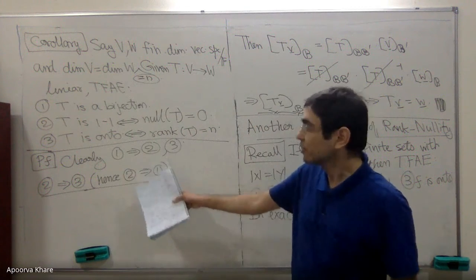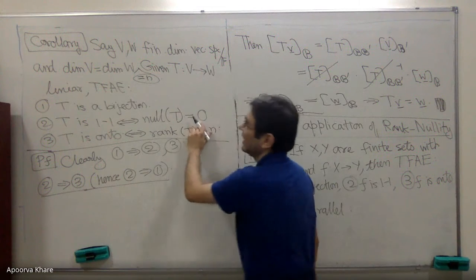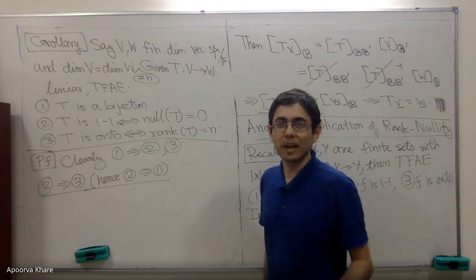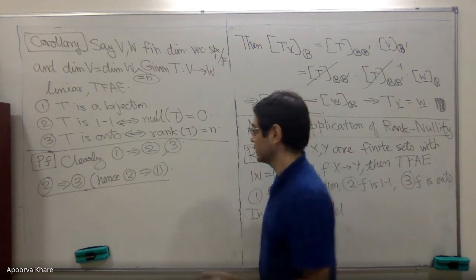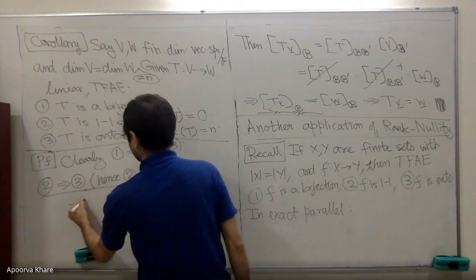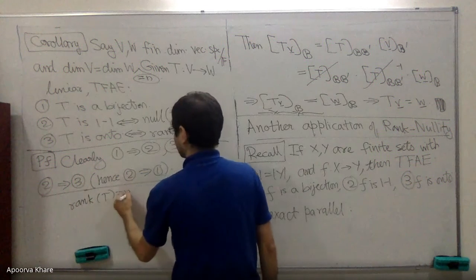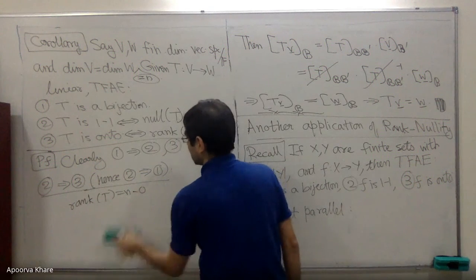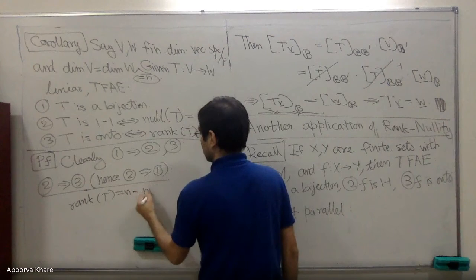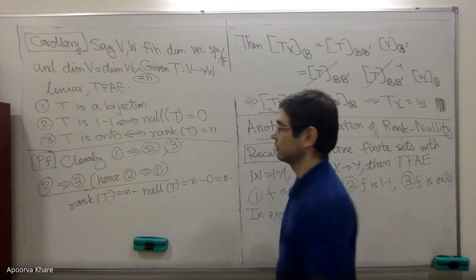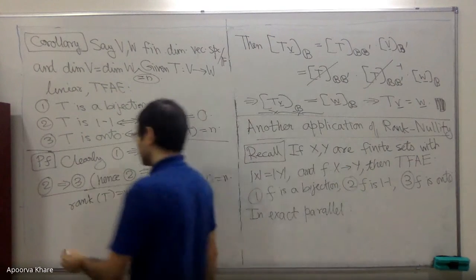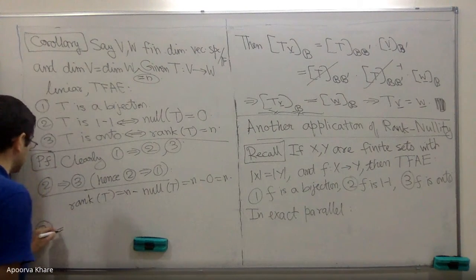And now this is trivial, right? Because if the nullity is 0 and the total dimension is n, then what does the rank nullity theorem say? The rank is n minus the nullity, which is n minus 0. And I will leave you to do 3 implies 2 and hence implies 1.